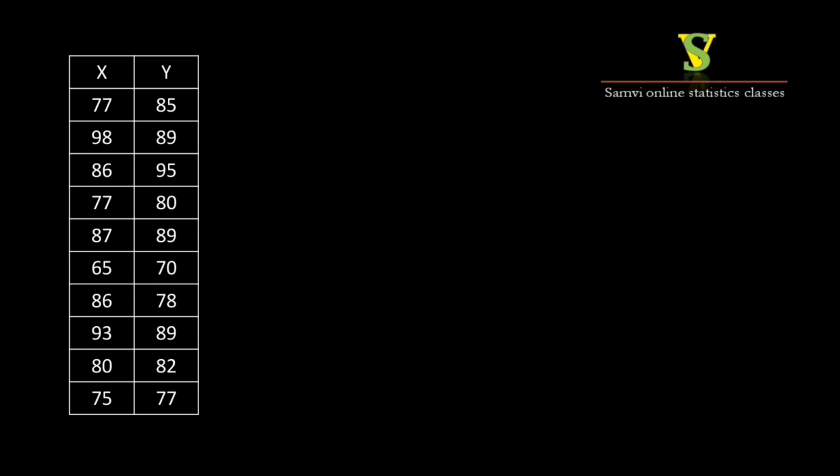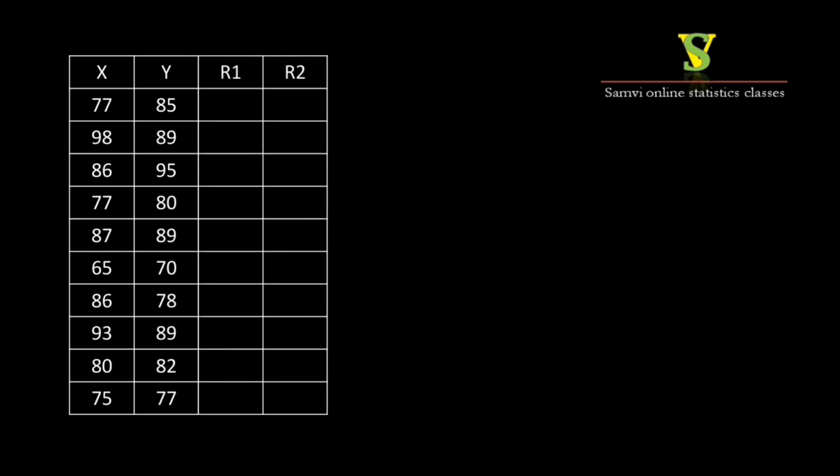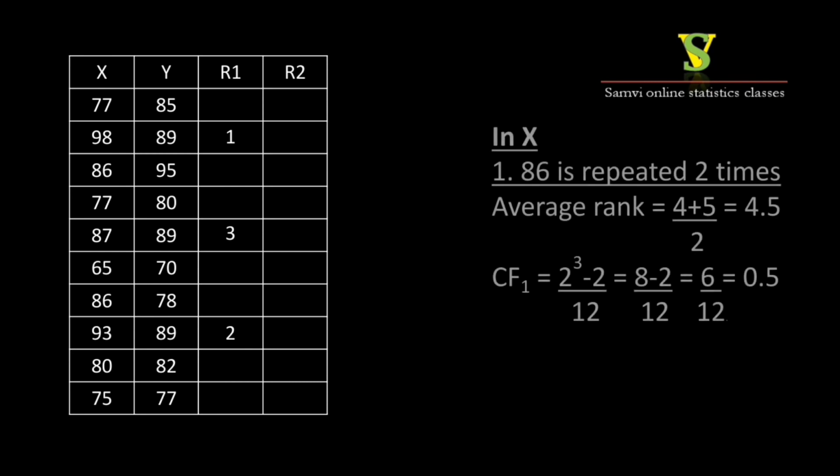First, construct the table column-wise. We have constructed the X and Y variables. The next step is finding the ranks R1 for the X variable and R2 for the Y variable. To allot the rank, first verify which is the highest value. Here the highest value is 98 in the X variable, so allot the first rank. Next is 93, the second rank. Next highest is 87, the third rank.